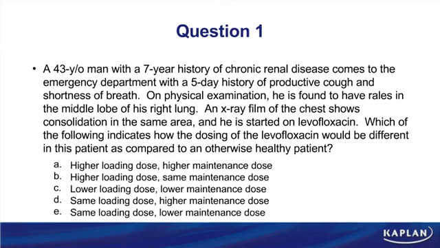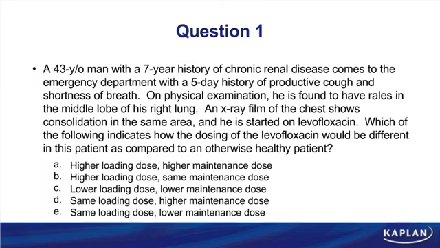In this question, we've got a 43-year-old man. It's really important to notice that he has a 7-year history of chronic renal disease. And that's really the key. We notice that we have a patient with chronic renal disease. He started on the drug levofloxacin. And really what we want to know in this question is how the dosing of this drug is going to be different in a patient with chronic renal disease compared to an otherwise healthy patient.